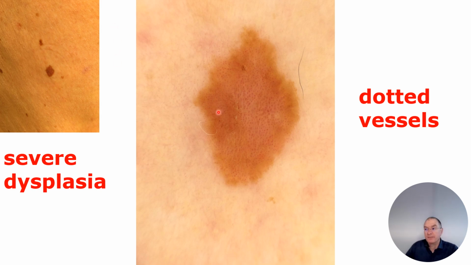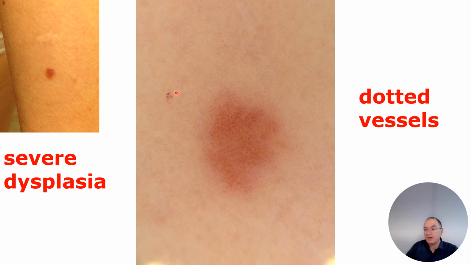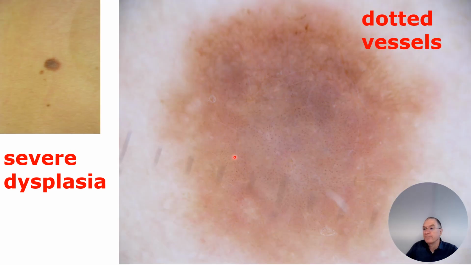Now, tricky. Dotted vessels. You would say, oh, it looks nice, similar, regularly distributed, but I do not like these dotted vessels, even though they are so regular. I did the excision: severe melanocytic dysplasia. Tricky. Dotted vessels, regular, but I do not like it. Yeah, dotted vessels in such lesions, severe dysplasia.